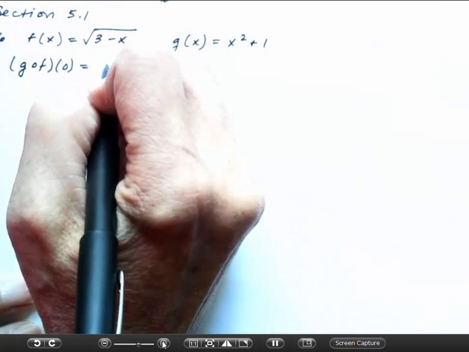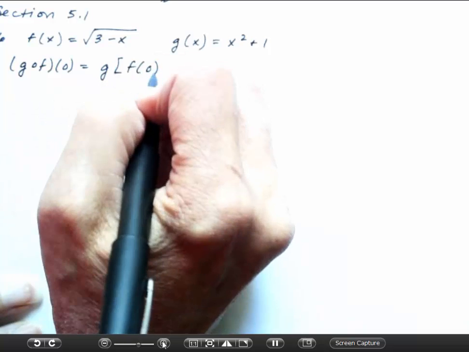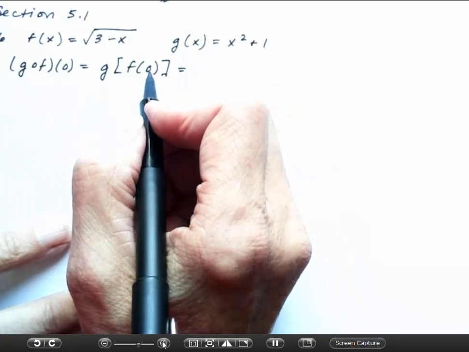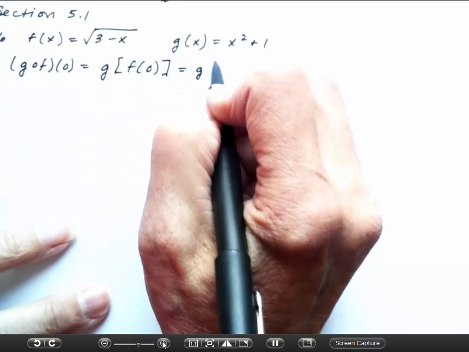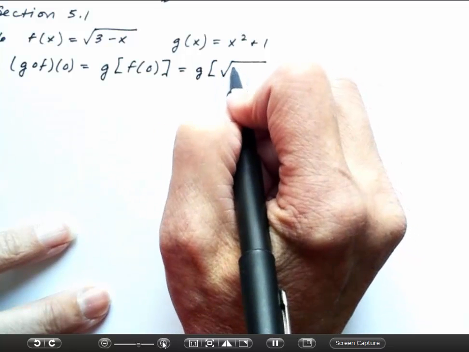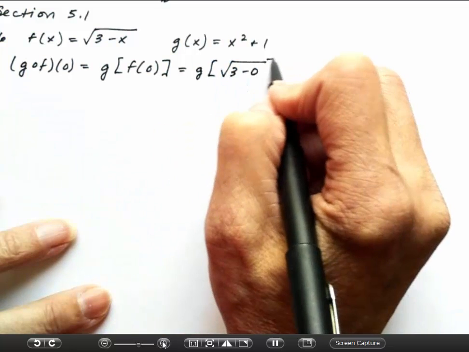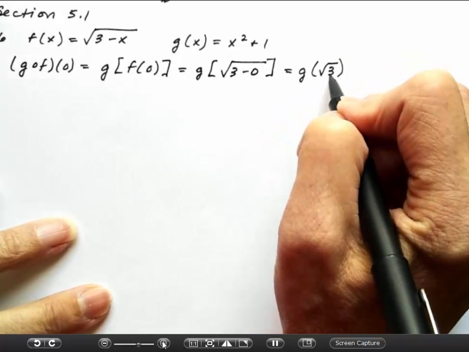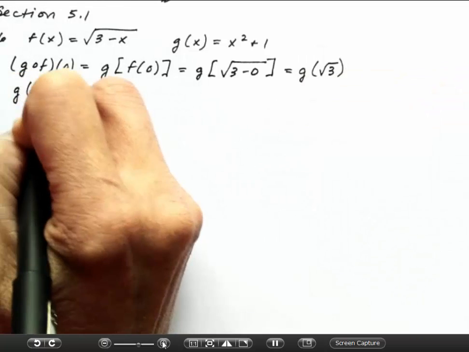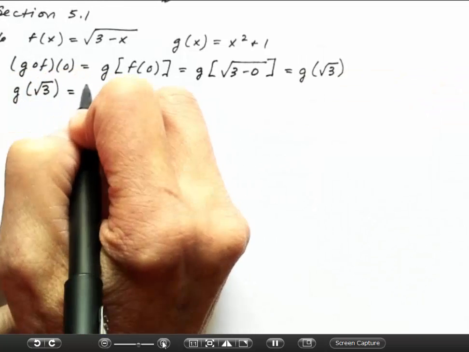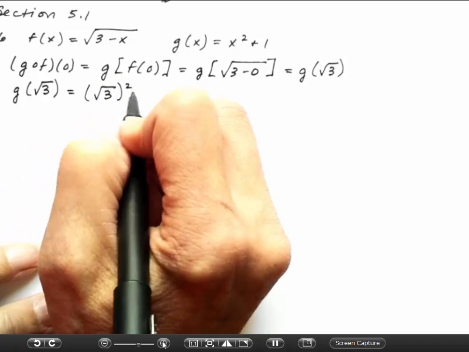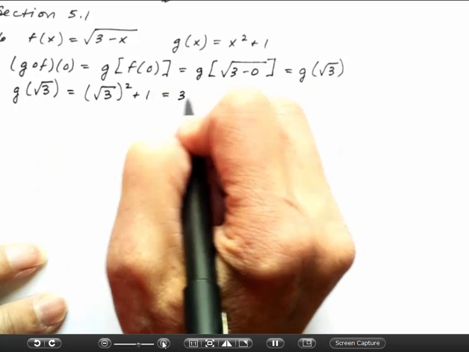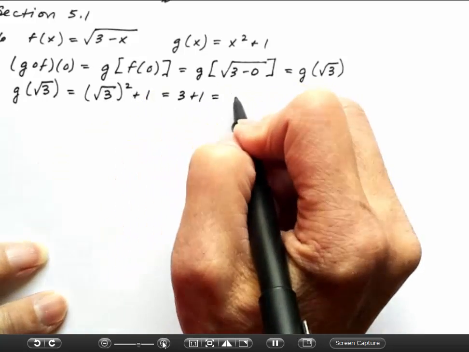I'm going to rewrite each one of these composite functions so I have a better understanding of what I need to do. So I need to put a 0 into my f function. That's the first thing I'm going to need to do. So I put a 0 in wherever I have an x in my f function. And then I end up with g of the square root of 3. Then I need to put the square root of 3 into my g function wherever I have an x. So it becomes the square root of 3 squared plus 1. The square root of 3 squared removes my radical. I end up with 3 plus 1, which is equal to 4.